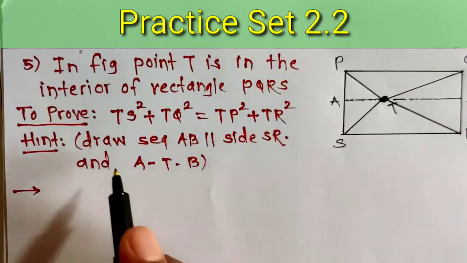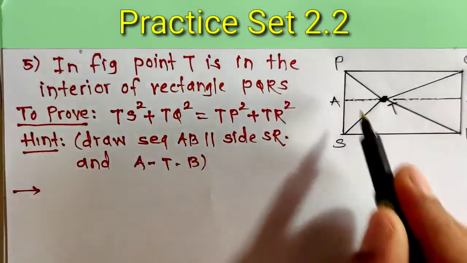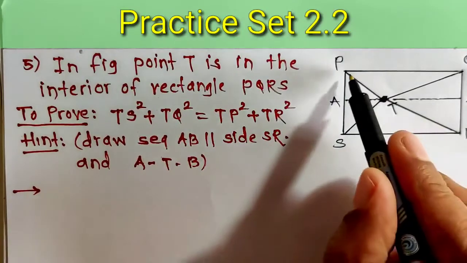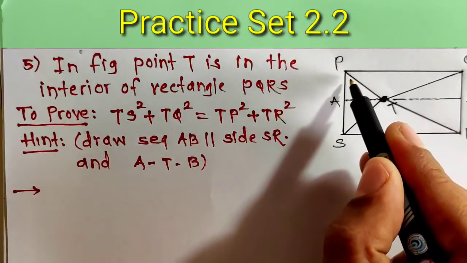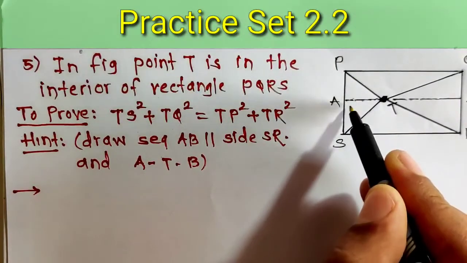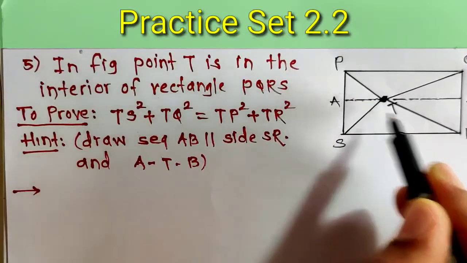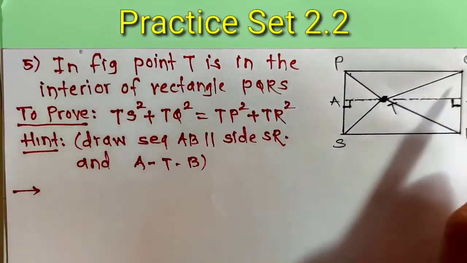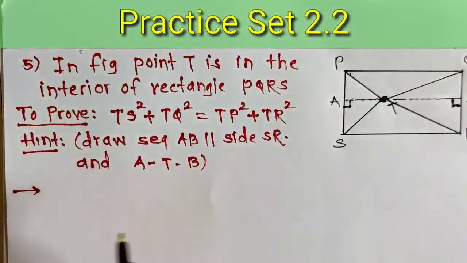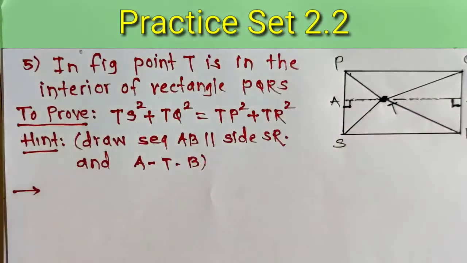Now, here the hint is given, draw AB parallel SR. So if we draw AB parallel SR, then what we get? PQ parallel AB parallel SR. So all are parallel, therefore these are the interior angles 90 degree. These are the corresponding angles 90 degree. Here we get 90 degree, here 90, here 90, here 90. And therefore this PABQ is one of the rectangle. ASBR is again one of the rectangle. So first we have to write that thing.